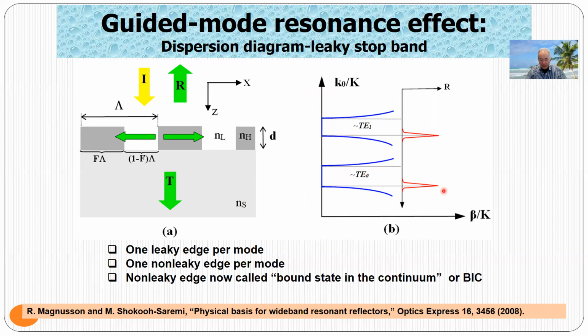Now, there is one leaky edge per mode. This is the leaky edge. That's where the light creates a reflection resonance, and one non-leaky edge per mode, as shown here for this symmetric structure. Nowadays, the non-leaky edge is called bound state in the continuum, or BIC. If we were to just tilt the structure slightly and break the symmetry, we would have a resonance peak there as well.